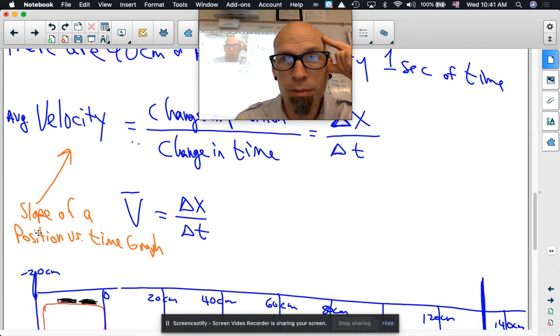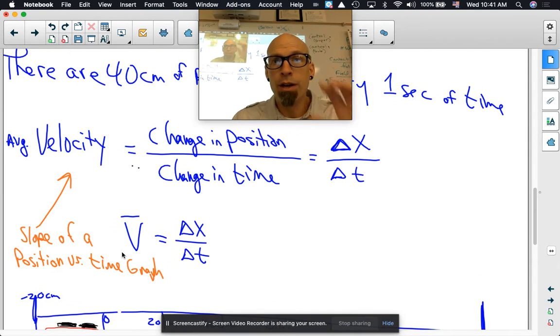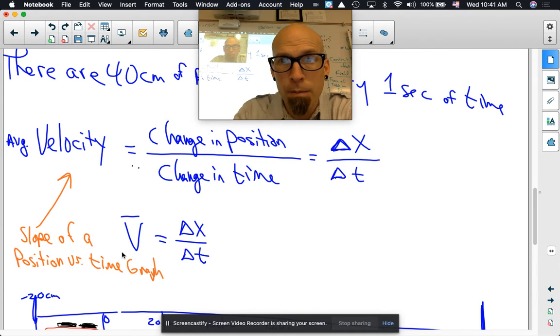Now, I know I didn't have this up here last time, but this is what's happening, okay? We have a slope of a position versus time graph. That is what velocity is. Notice there's no definition here. I didn't give you a word definition for what velocity is because it's right here.